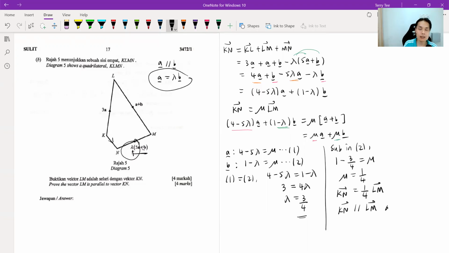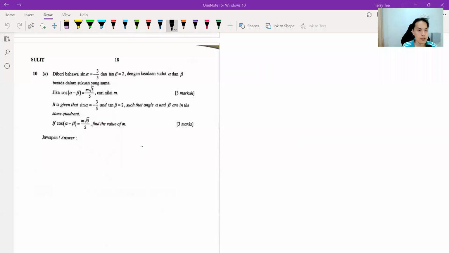Remember, two vectors are parallel when the first vector is a multiple of the second vector. Okay, now for those who write LM equals to lambda, or in this case, mu KN, that also can, but I think your mu will be 4, the other way around. All right.